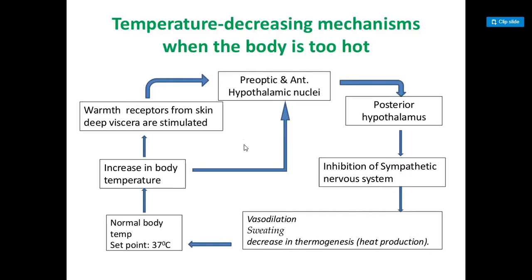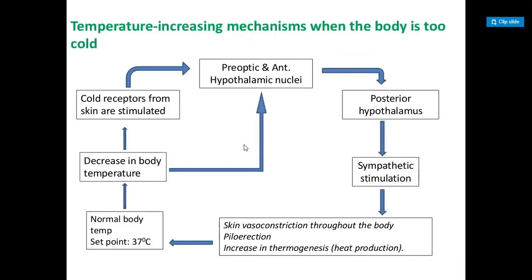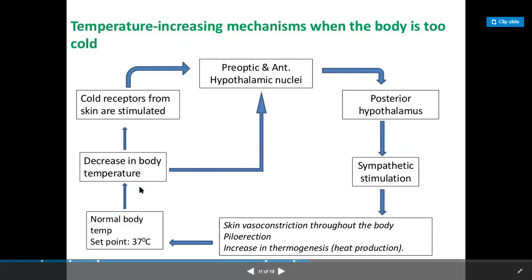Okay, good. Perfect. Now, this is temperature increasing mechanism when the body is too cold. So now you are cold. Now, this is your normal body temperature. The set point is 37. Something happened and there was a decrease in body temperature. Cold receptors from the skin are stimulated, and they stimulate the preoptic and anterior hypothalamic nuclei, which send impulses to the posterior hypothalamus.